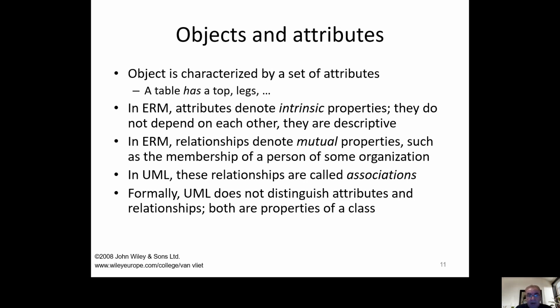But they're there. I mean, you cannot deny them. But then you're related to other people. Like you see your neighbor all the time, or you go to the local grocery store, so you're associated. But then you live with your wife or your husband. That means you're strongly associated. We call that aggregation. So formally, UML does not distinguish attributes and relationships.